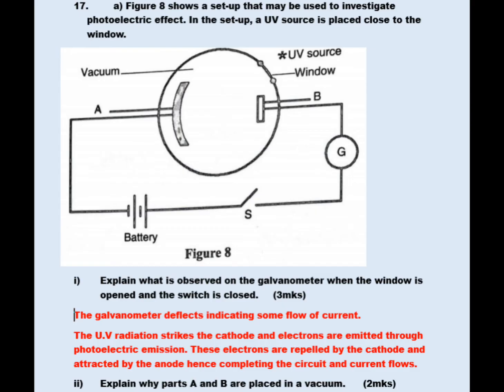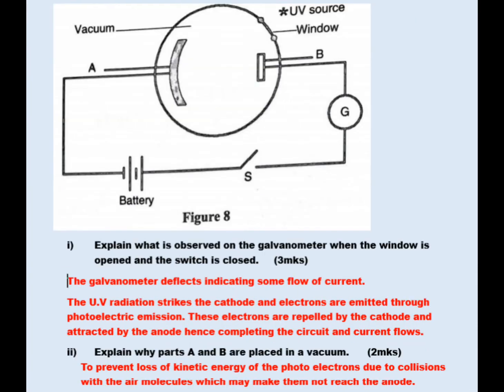Explain what is observed on the galvanometer when the window is opened and the switch is closed. Switch closed, window opened. So the galvanometer deflects, indicating some flow of current. The UV radiation strikes the cathode and electrons are emitted through photoelectric emission. These electrons are repelled by the cathode and attracted by the anode, hence completing the circuit, and the current flows. That is the observation and what it means.